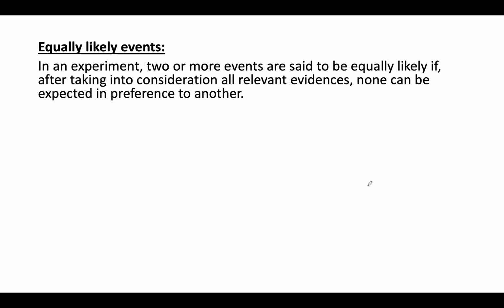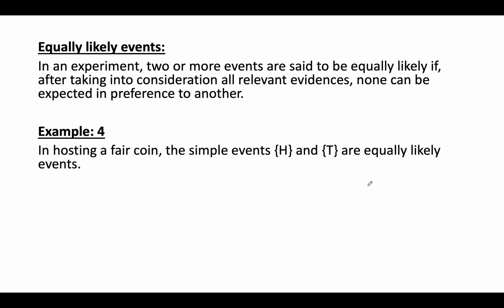In an experiment, two or more events are said to be equally likely if, after taking into consideration all relevant evidence, none can be expected in preference to another. For example, if I am tossing a fair coin, then the simple events H and T, which represent getting head or tail, are equally likely events, because if I get tail, then I cannot get head at the same time. So we call head and tail equally likely events.